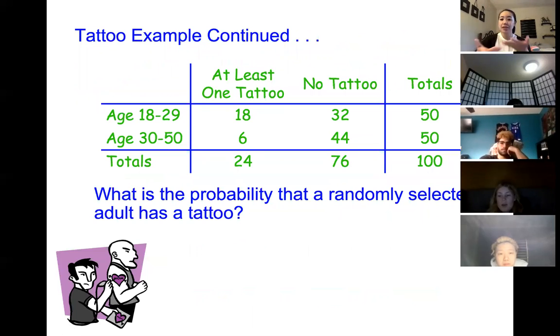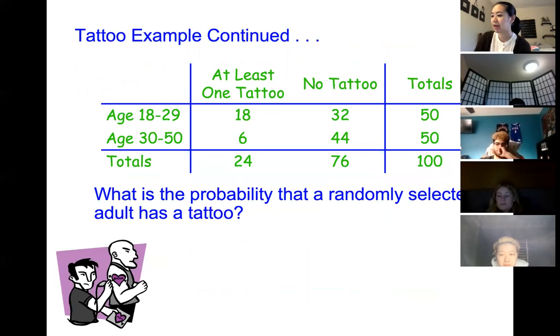All right, so question: what is the probability that a randomly selected adult has a tattoo? Here's your table. We have people with at least one tattoo or no tattoos. We also have age categories, ages between 18 and 29, and ages from 30 to 50. But the question is, what is the probability that just a randomly selected person has a tattoo?